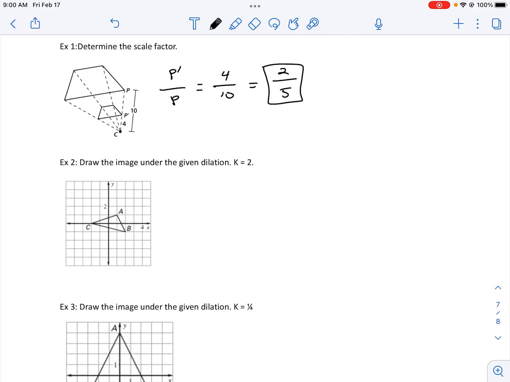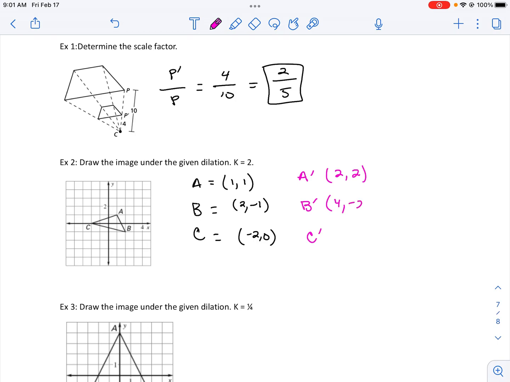Example 2, you're just taking your values A, B, and C, and multiplying them by 2. So A is 1, 1, B is 2, negative 1, and C is located at negative 2, 0. So just a straight multiplication, A prime, B prime, C prime. Again, you're multiplying everything by 2. And then you're just graphing those locations.